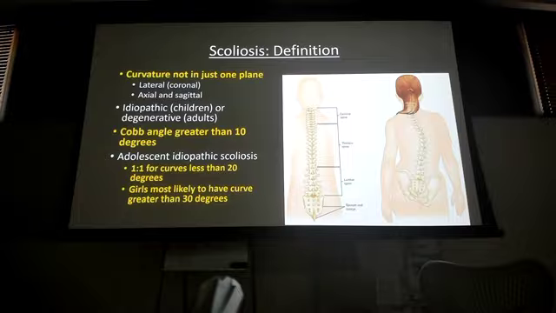Adolescent idiopathic scoliosis is 1-to-1 for curves less than 20 degrees, meaning male and female incidence rate is the same. Girls are more likely to have curvature greater than 30 degrees, okay? So what that means is even though the incidence is about equal, in females, they can be more significant and progress more significantly to the point where they need surgical consideration. Any questions about this slide?